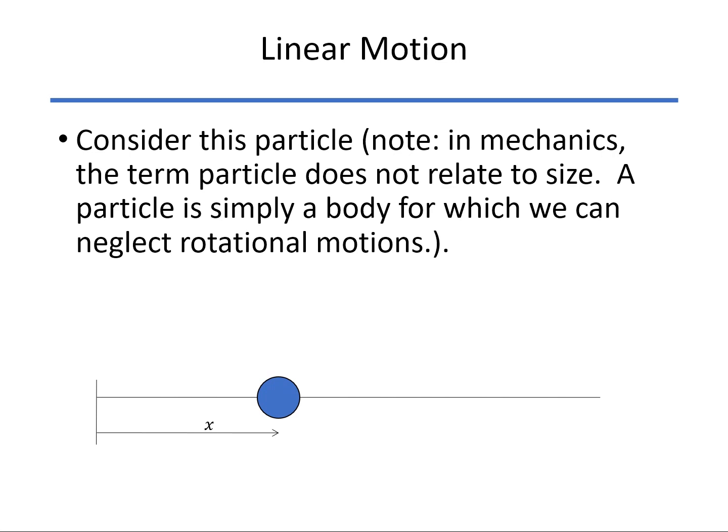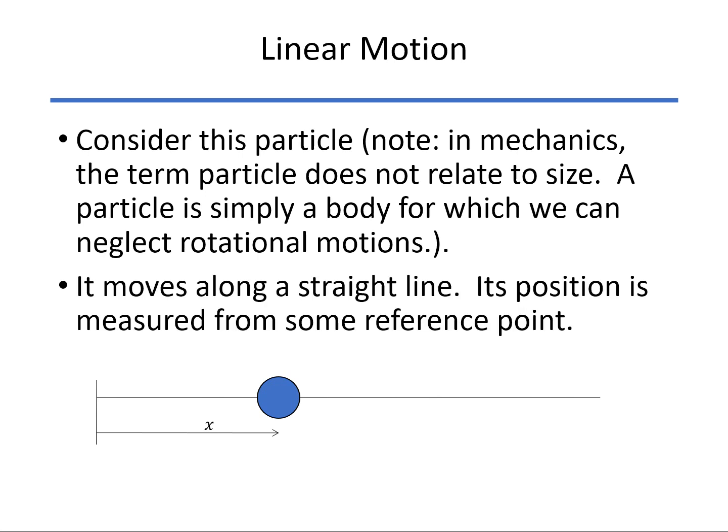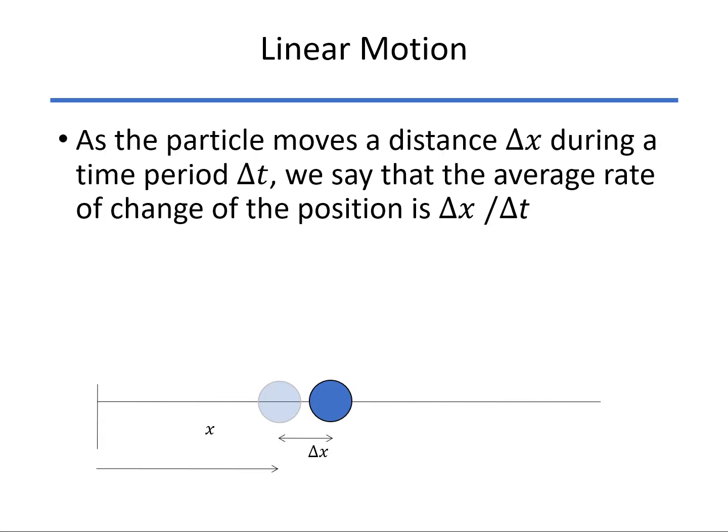So here's a particle, and again, make the note that in mechanics, when we talk about a particle, we're not talking about a subatomic particle or anything. We're just talking about some body for which we can ignore the rotational motion. So we're just looking at translation, moving from one point to the other. To keep it real simple, we're going to look at a one-dimensional problem. This particle is moving along the x-axis, and the position is just going to be the variable x measured from some reference point.